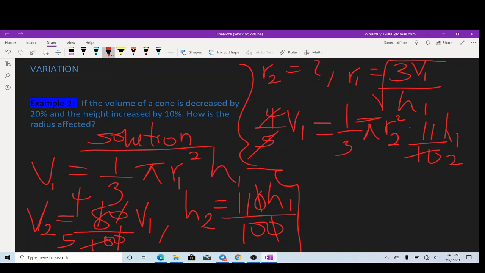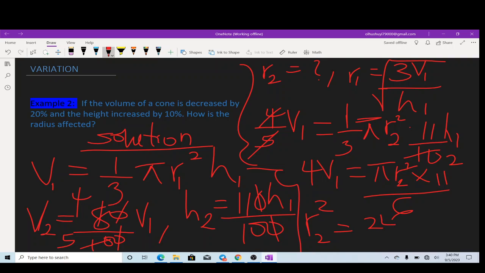So I have 4V1 equal to pi R2 squared times 11 upon 6. And that means R2 squared can be equal to what? By the time you cross multiply both sides by 6, I'm having 24V1 divided by pi times 11. Then this is squared.